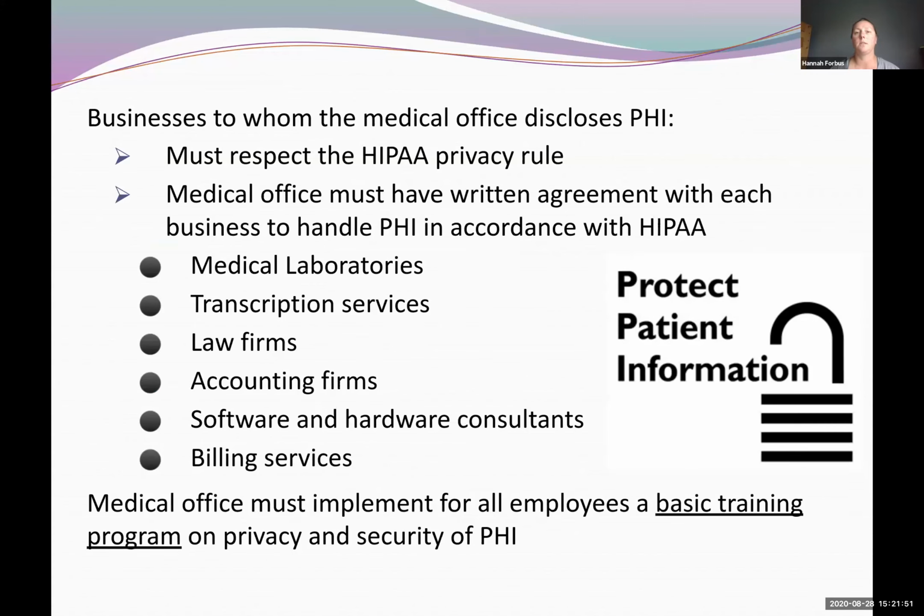Businesses to whom the medical office discloses PHI must respect the HIPAA privacy rule, and the medical office must have a written agreement with each business to handle the PHI in accordance with HIPAA law. So that might be medical laboratories, transcription services, law firms, accounting firms, software and hardware consultants, and billing services. So the medical office must implement for all employees a basic training program on privacy and security of PHI. So typically you'll go through a training refresher every year. It'll be titled HIPAA or privacy training.